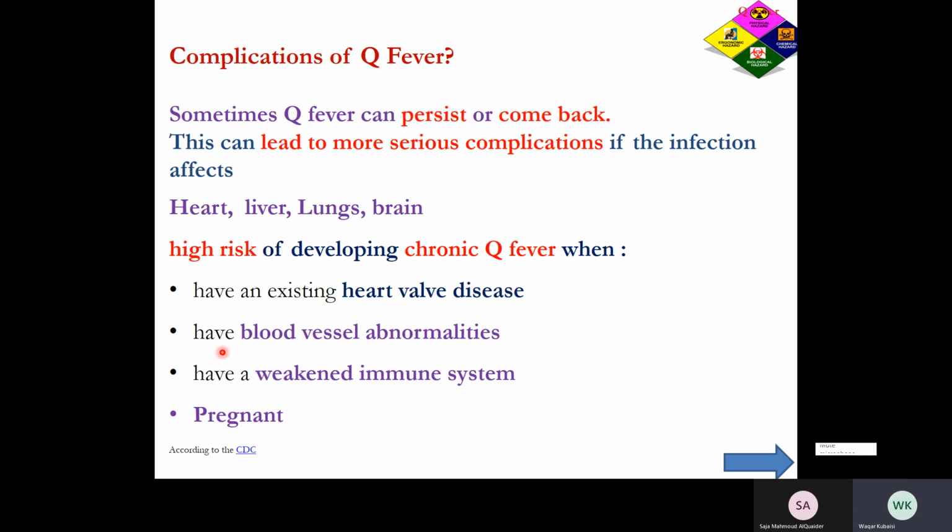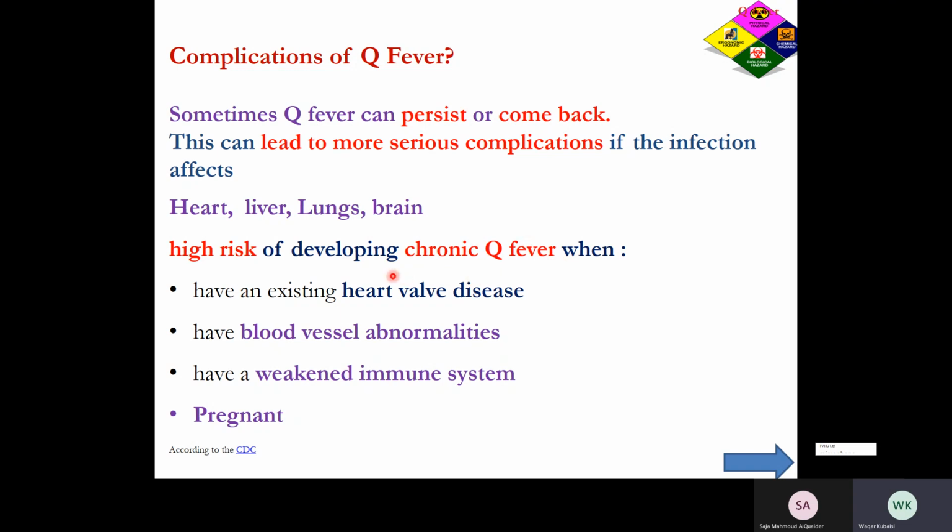What are the complications? Although we already mentioned them, okay? Sometimes Q fever persists for a long time and changes into the chronic form, and it may lead to serious complications. Already we mentioned endocarditis, the heart, the liver, the brain even. And a high risk group develops chronic Q fever.